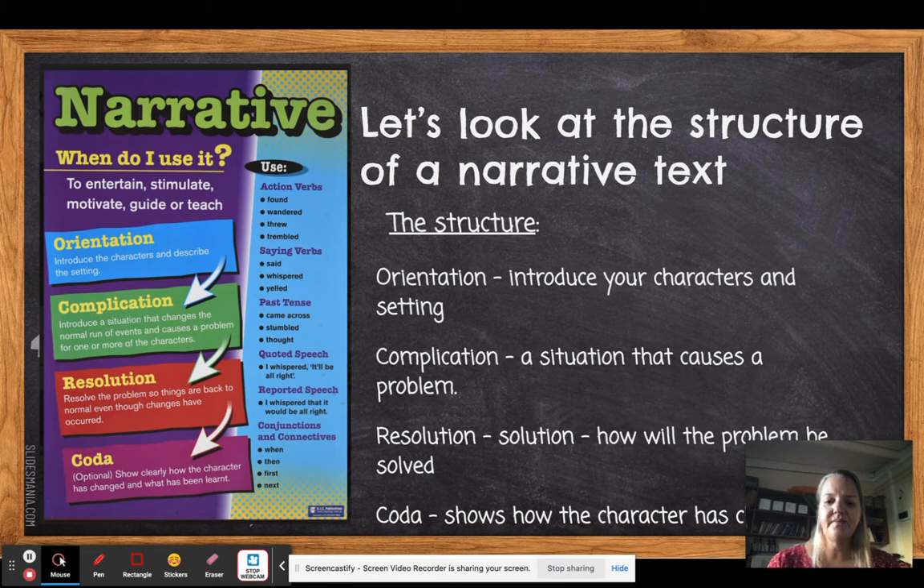Okay, a narrative text always has a complication of some sort. So there's a situation that causes a problem, or it changes the normal run of events for one or more of the characters. And then generally there's a resolution to that. So it's how will the problem be solved? An optional part of a narrative text is the coda, which shows how the character has changed and what has been learned. And that's where that moral of the story comes in.